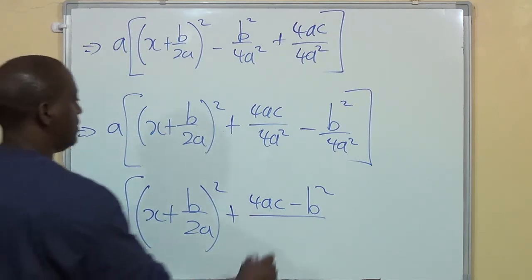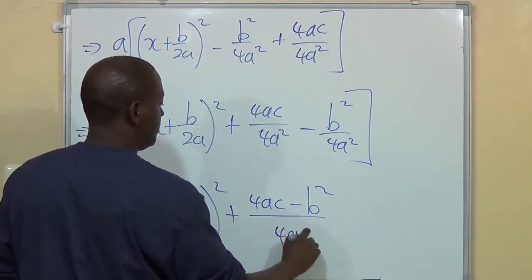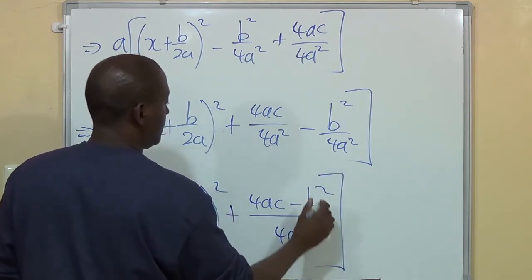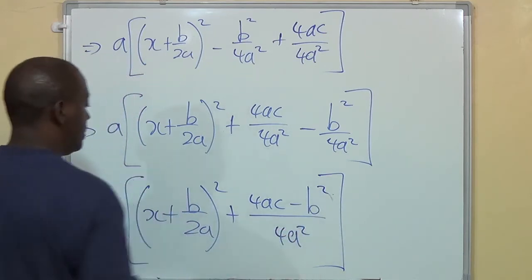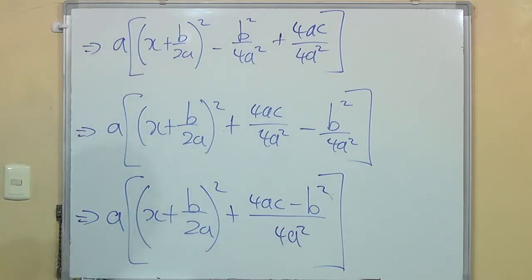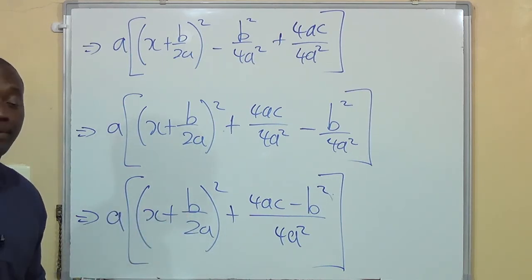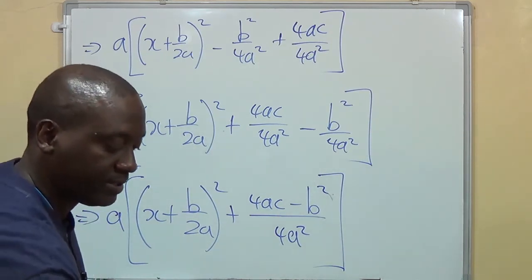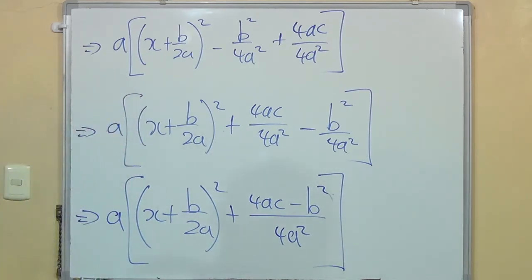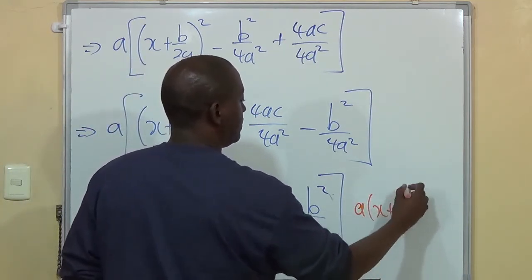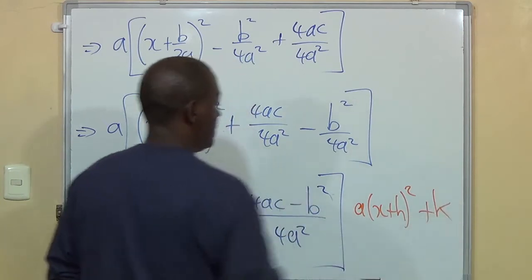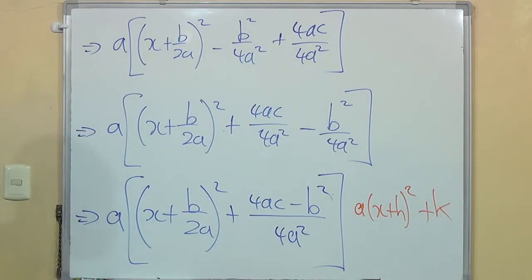Okay, I'll leave it like that for the sake of argument. Right? So we could do it like this. In other words, we now have a singular entity that is of the form a into x plus h squared plus k, and I'll write that form just for the sake of clarity right next to it here. A into x plus h squared plus k. Remember, that is the form that we will be looking for.